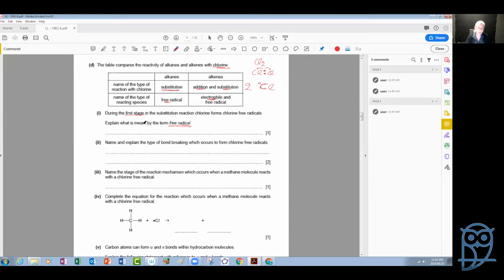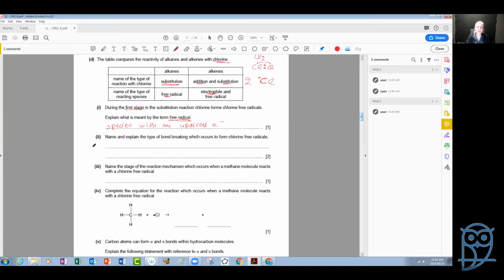So our answer here is that a free radical is a species with one unpaired electron. A species with an unpaired electron. No need to write the whole word, electron. Okay, it's just one question, just a sweet and short answer.